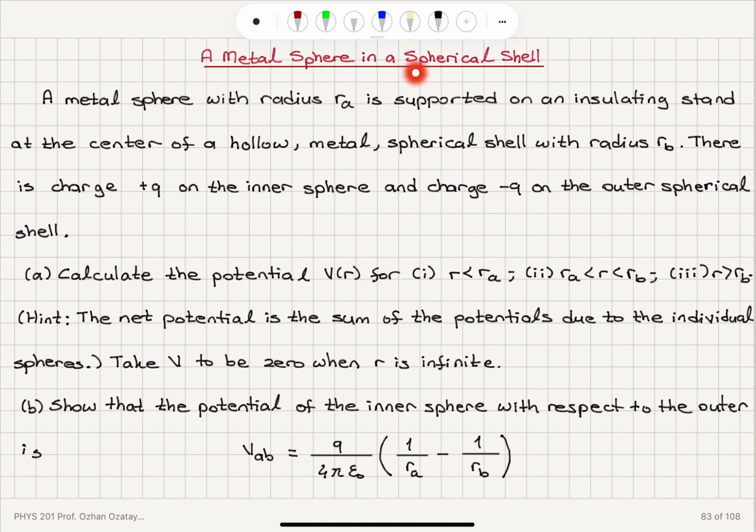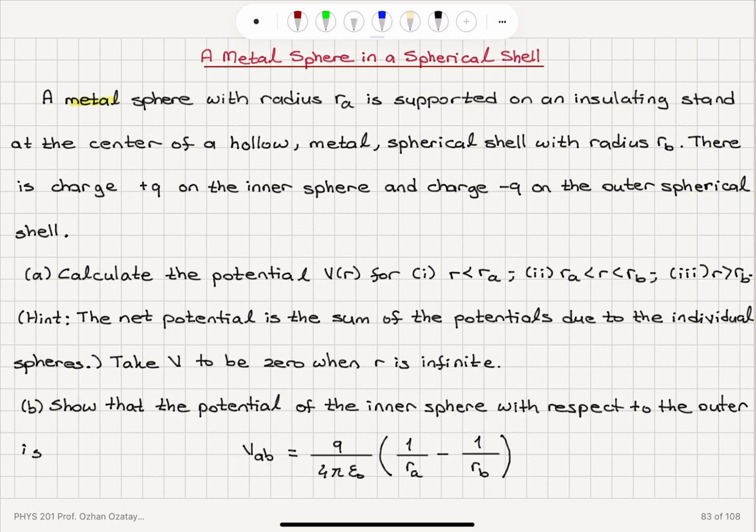A metal sphere in a spherical shell. A metal sphere with radius r sub a is supported on an insulating stand at the center of a hollow metal spherical shell with radius r sub b. There is charge plus q on the inner sphere and charge minus q on the outer spherical shell.